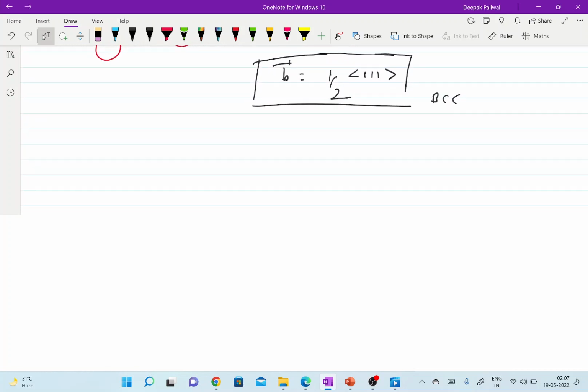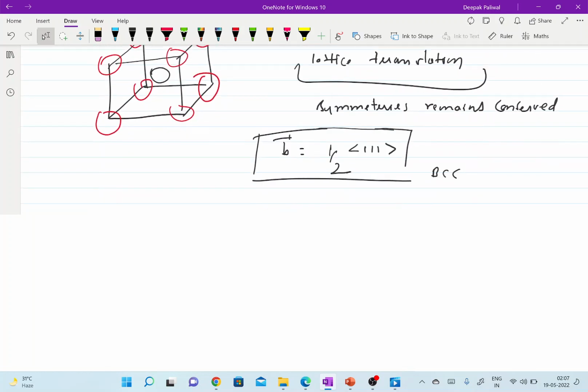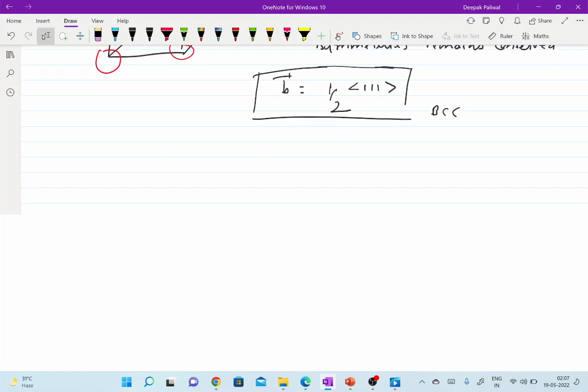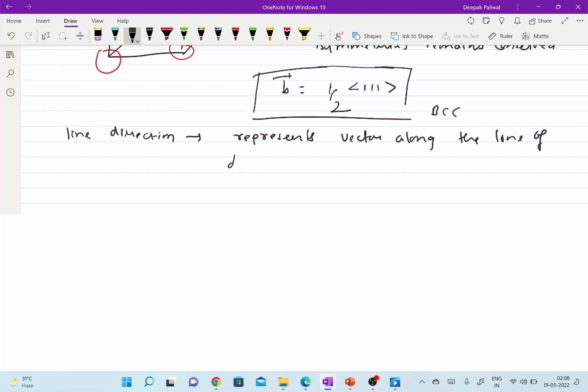For the line direction, the line direction represents the vector along the line of dislocation, and it is represented by u, a unit vector or line unit vector, which shows the direction of the dislocation line.